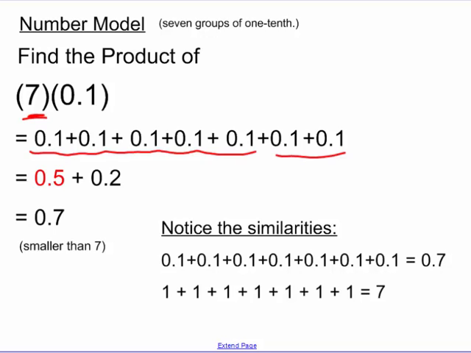If you notice a few similarities between these: if I'm adding tenths, just like I'm adding ones, a lot of the properties are the same, except I have to keep track of the location of the decimal place. So we already have some knowledge of how to work with decimals.